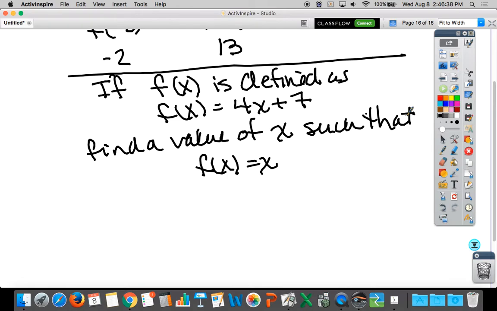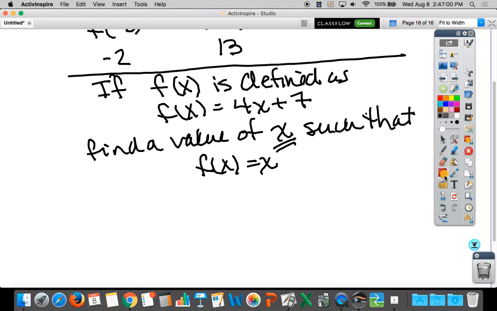Okay, somebody give me some idea. Chloe. If it's y equals x and y equals 4x plus 7, would you just equal them to each other? So x equals 4x plus 7. Yes. And then solve for x. Okay, guys, look up here and let me make sure you understand.